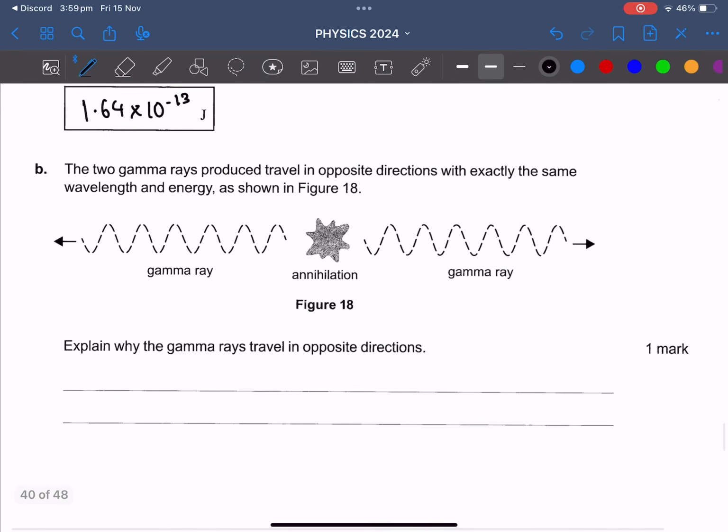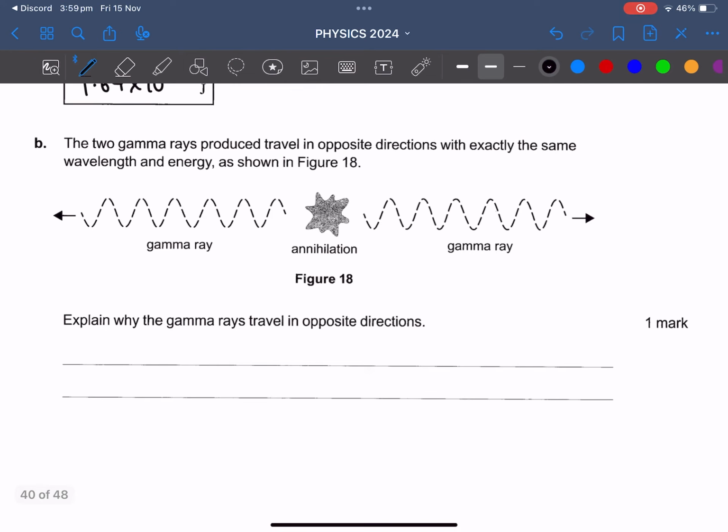Okay. The 2 gamma rays produced travel in opposite directions with exactly the same wavelength and energy, as shown in figure 18. Explain why gamma rays travel in opposite directions. Okay, well, to give you a real life example, let's say you and your friends throw a basketball at each other and somehow they collide in mid-air. What happens to both of the basketballs? They'll collide and go back in different directions, right? That's the same thing that happened here, and that happened because of conservation of momentum.